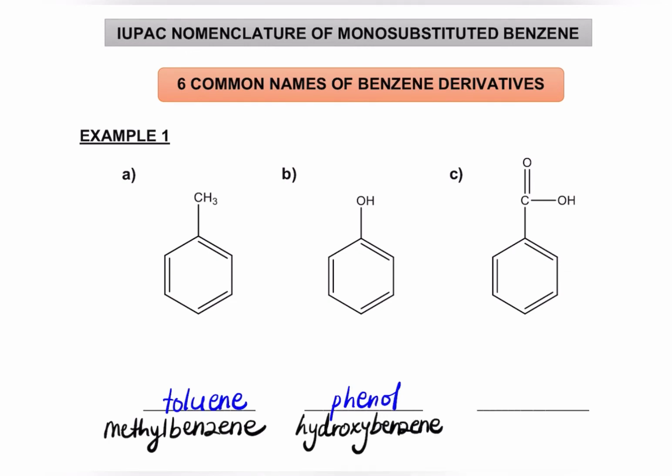Next one, we go to structure C with benzene ring attached to carboxyl group. The common name for this structure is benzoic acid, or the IUPAC nomenclature for this one can be benzene carboxylic acid.